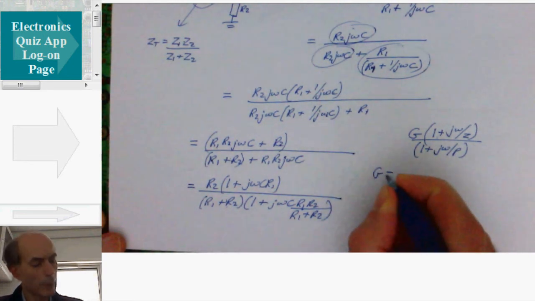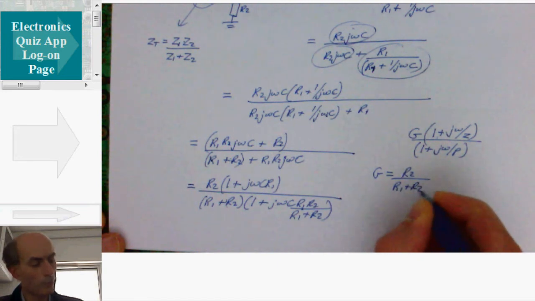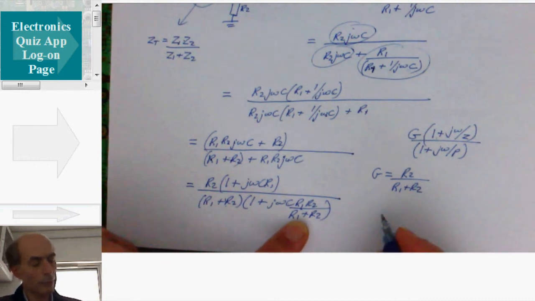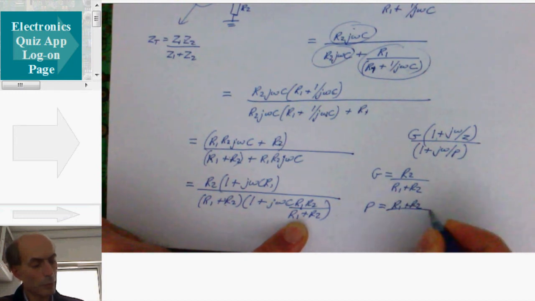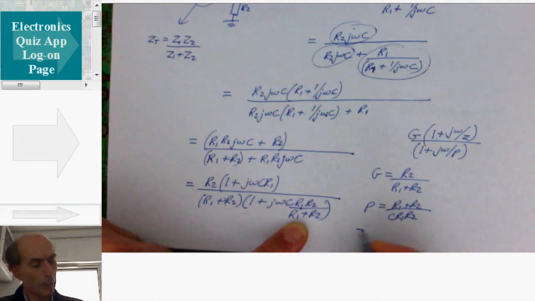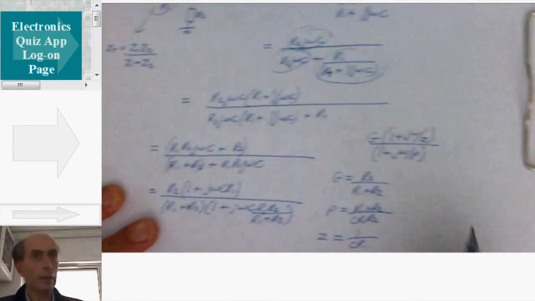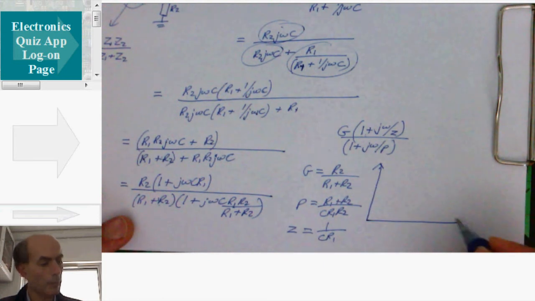The gain at low frequencies is R2 over R1 plus R2. There's a pole due to this term here. The pole will be at R1 plus R2 over C R1 R2, and there'll be a zero up here at 1 over C R1.